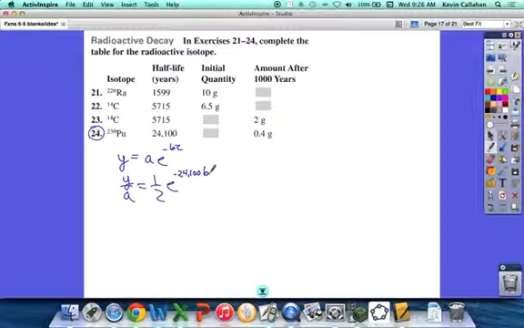So using that same principle, where we don't really need to know the initial quantity, because in the solving, we can just use the y over A equals 1/2 equals e to the negative 24,100 b. So solve for B. Right. Once you know the B there, then you can use the amount after 1,000 years, t and y, to solve for A.